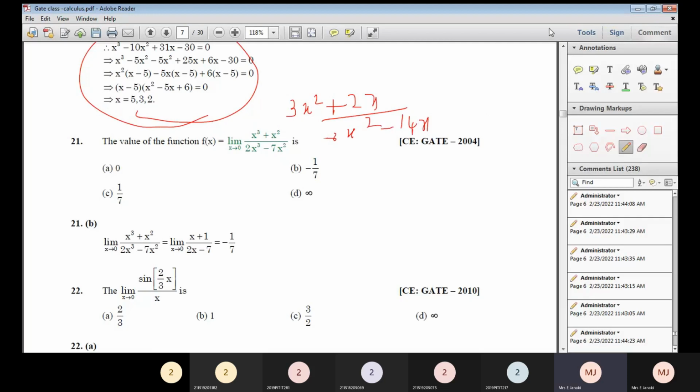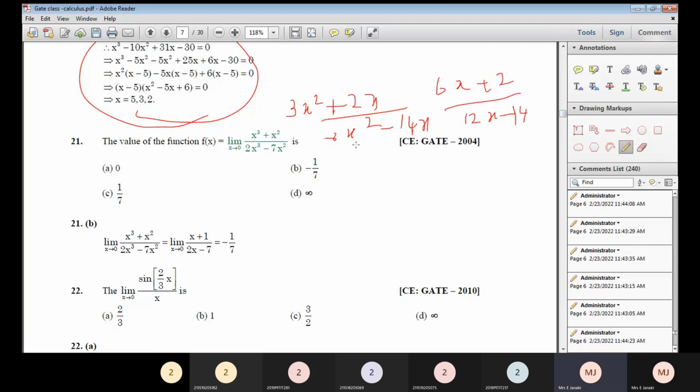Again, you are getting 0 by 0 form. Again, apply the L'Hospital rule. Differentiating, the numerator is 6x plus 2 and the denominator is 12x minus 14. When I apply the L'Hospital rule, this is x cube, no, 3x square, and the differentiation is 2x. And this is 3 twos are 6x square minus 7 twos are 14x. And then apply this again. This is 14 only, no, 14.